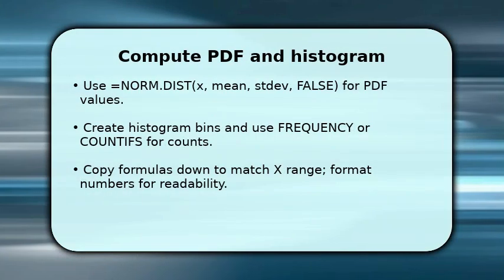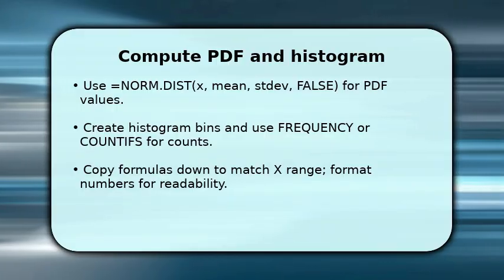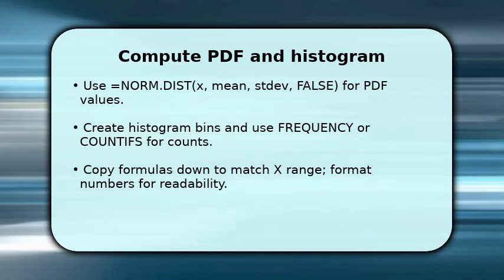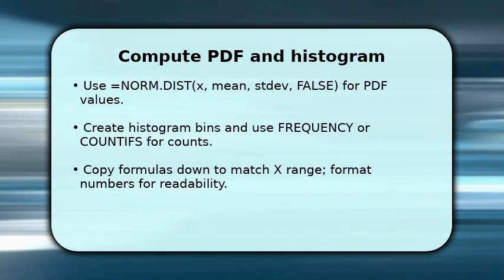Now compute the probability density for each x with equals NORM.DIST(x, mean, stdev, FALSE). This returns the PDF height, not cumulative probability, which you need for a curve. Then build histogram bins and derive counts via FREQUENCY or COUNTIFS so you can overlay observed distribution. Make sure to copy formulas down the entire x range so the curve is continuous.